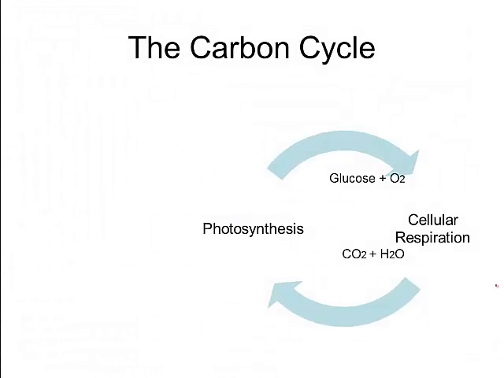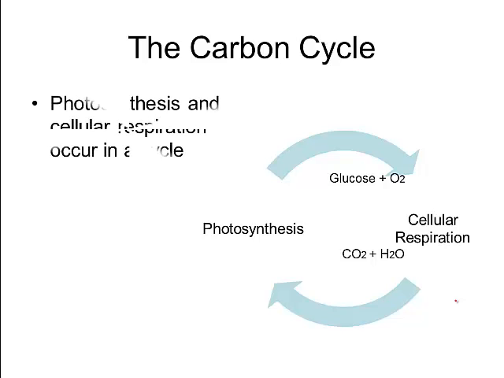All right, the last thing that we're going to talk about is the carbon cycle. The processes of photosynthesis and cellular respiration occur in a continuous cycle, all the time. And what is used in one is what is going to be produced in the other. And this is something that is talked about a lot in biology. Okay, so when we're talking about photosynthesis and cellular respiration occurring in the cycle, we actually call that the carbon cycle. We will actually go over that in more detail later in the year.